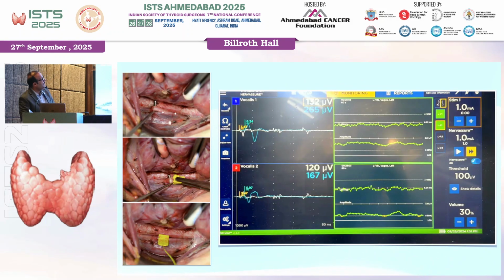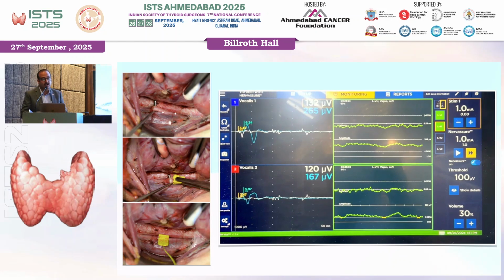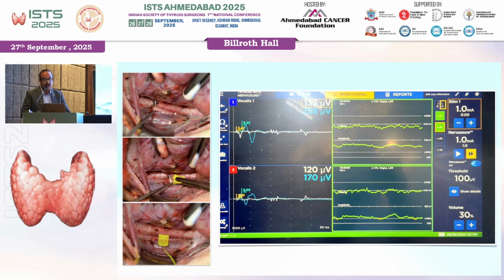So what you do is basically you open the carotid sheath, you identify the vagus, you free it 360 degrees, and you basically put this electrode around the vagus nerve. And once you do, there is a continuous nerve monitoring which starts happening.